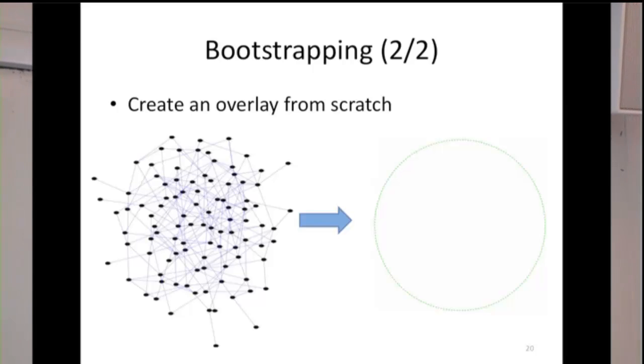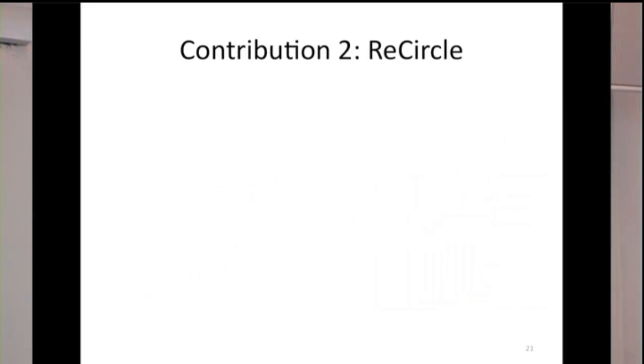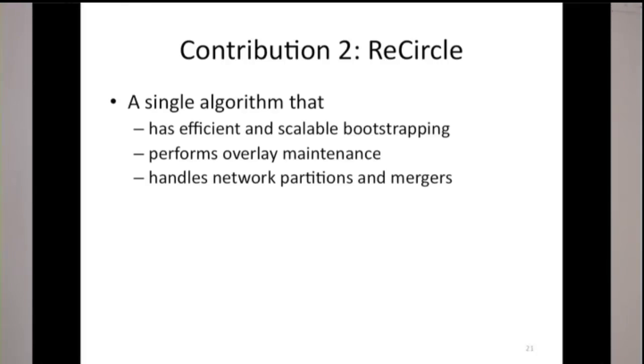So this brings us to the second contribution of the thesis, which Peter just pointed out as well. We call it ReCircle. It builds on periodic stabilization and ideas of ring unification. It joins those ideas into one algorithm, and that single algorithm has three nice properties. It does efficient and scalable bootstrapping. It also does overlay maintenance, as it borrows from periodic stabilization. It also handles network partitions and mergers, which it borrows from unification. So now we give you one algorithm which does everything that overlays were supposed to do.